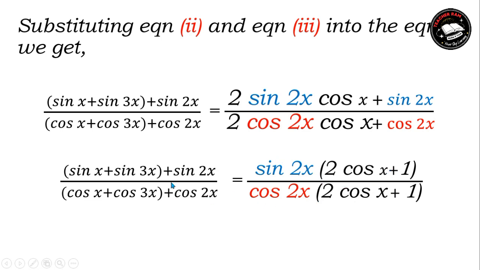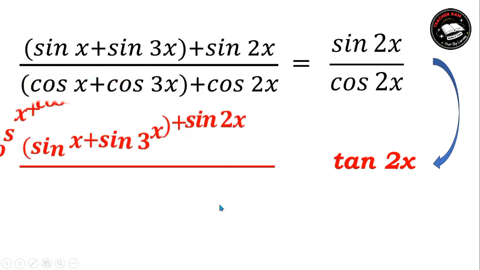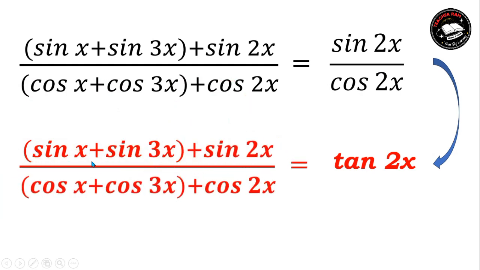So here we'll remain with sine of 2x divided by cosine of 2x, and we know that sine of a certain angle divided by cosine of that angle is the same as the tangent of that angle. So here we have sine of 2x divided by cosine of 2x is the same as the tangent of 2x. Therefore, the given expression is equal to tangent of 2x.